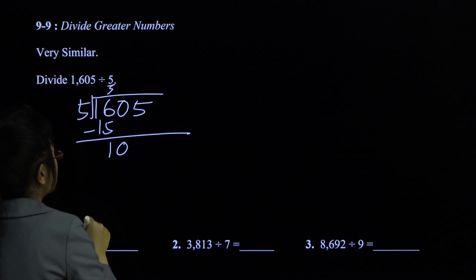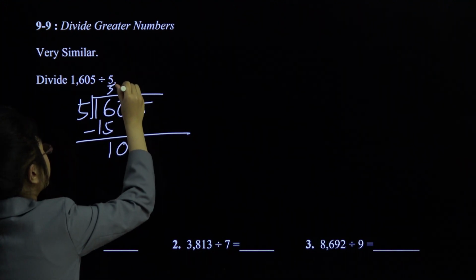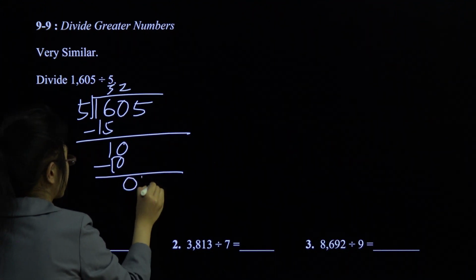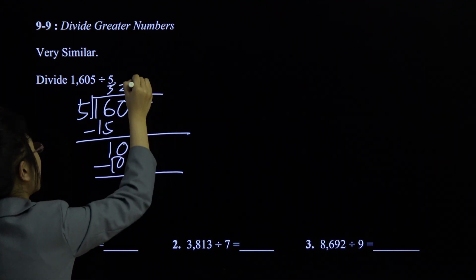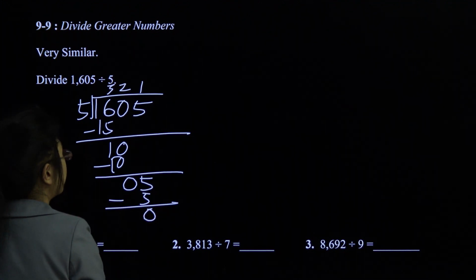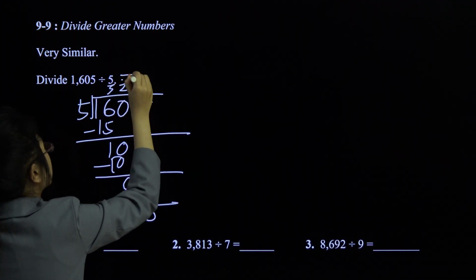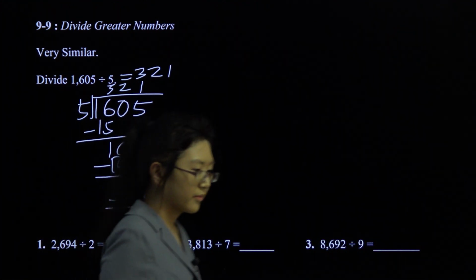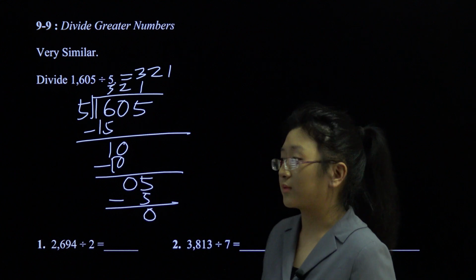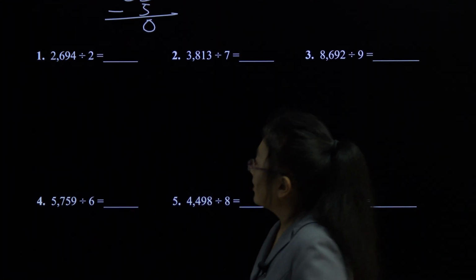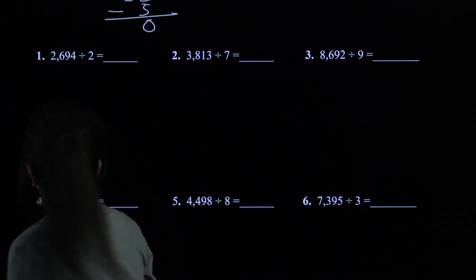You drag down the next digit, you get 10, 5 goes into 10 twice, and then you get 0, but then you drag down the next digit, and that's a 5. 5 goes into 5 once. 5 minus 5, 0. The solution to this is 321. Now we move on to some practice problems. 2,694 divided by 2.